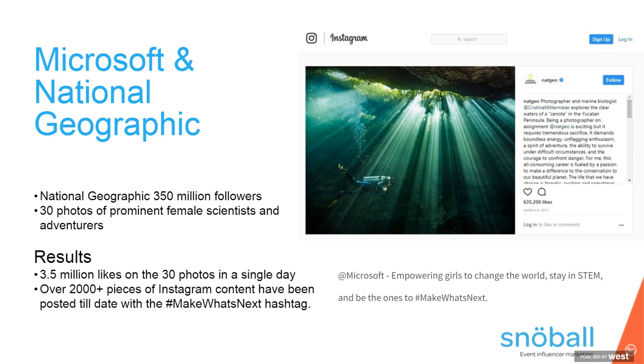It was really effective. Here you see the results: 3.5 million likes on only 30 photos in a single day. That is outstanding. Obviously the followers are huge in this case, but it shows the effect of one campaign and how easy it was for people to relate to. Even after the campaign ended, the followers and the community took it on, and it really resonated with them. They continued creating content around that same topic, around that same hashtag that kept trending even after that.